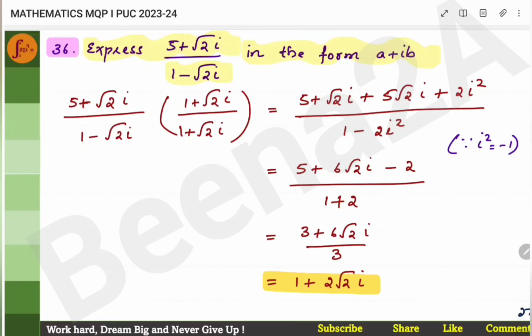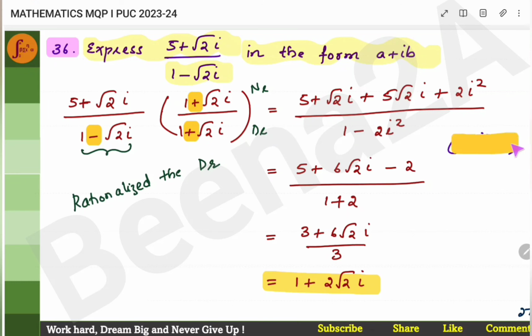36th one. Express this particular expression in the form of a plus ib. Simple. Again, rationalize the denominator. How do you rationalize the denominator? Take the denominator and reverse the sign. It's minus here, put plus. Multiply both numerator and denominator with this expression with opposite sign. You simplify. Remember to put i square as minus 1 wherever possible. And then you'll get this 1 plus 2 root 2i, which is the form of a plus ib.